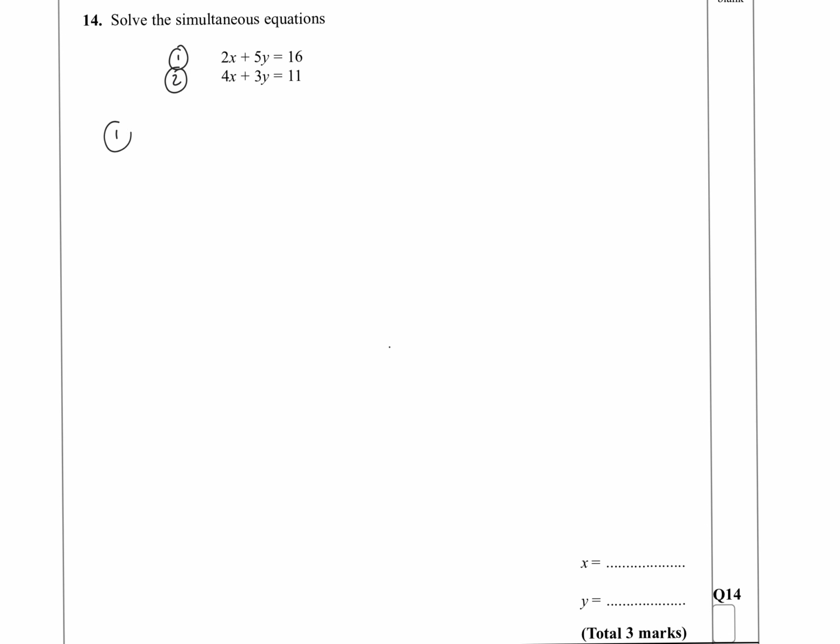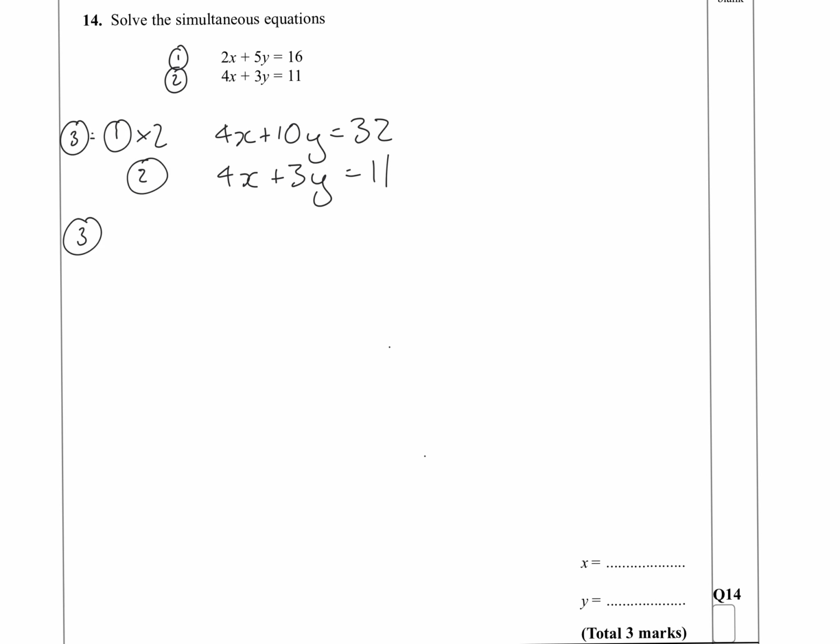If I do equation 1 and I double it, I'm going to get 4x plus 10y equals 32. So that equation is still valid because it's just double the first one. And then we've got equation 2. I'm going to write it there. And I want to end up with a positive number as y. So I'm going to do this one, which I'm now going to call equation 3.